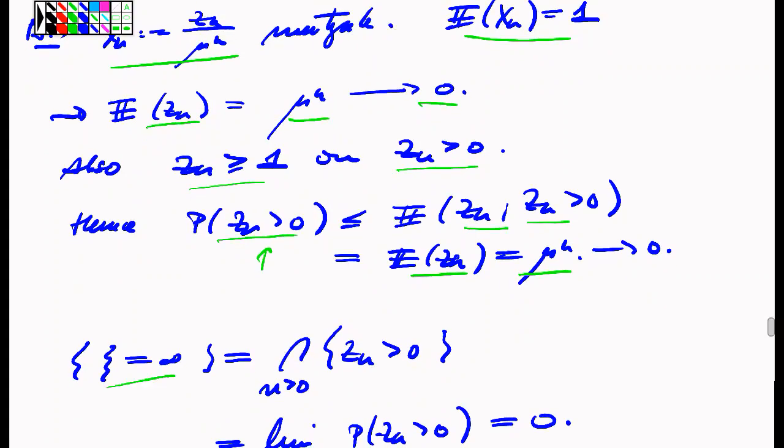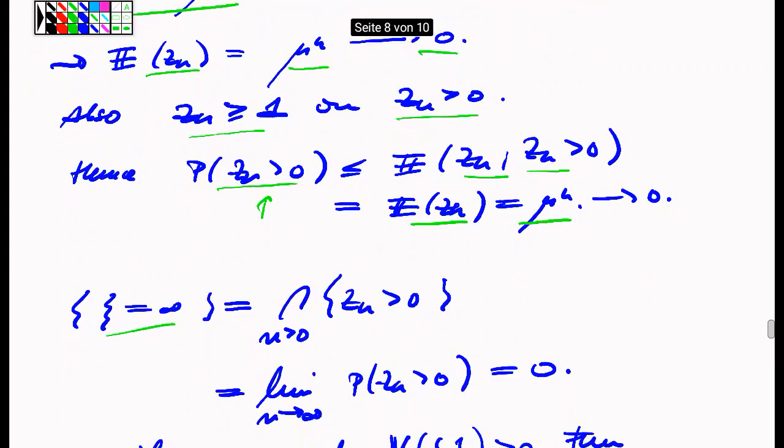Now, the extinction time being infinity is, in terms of events, the same as saying that this is the collection of all trajectories which lie in the intersection of those trajectories which are still alive at time n.